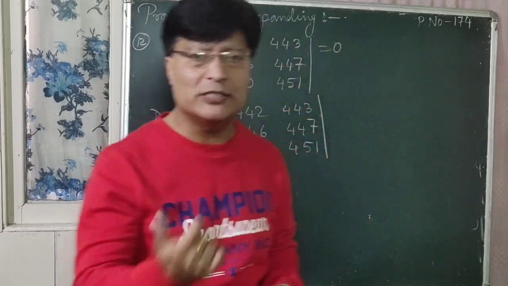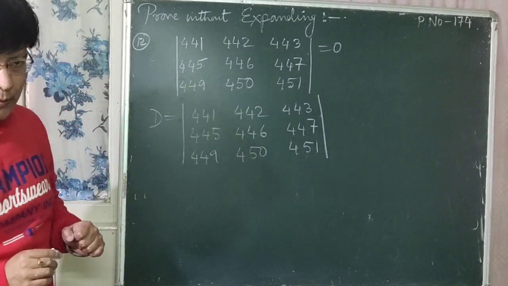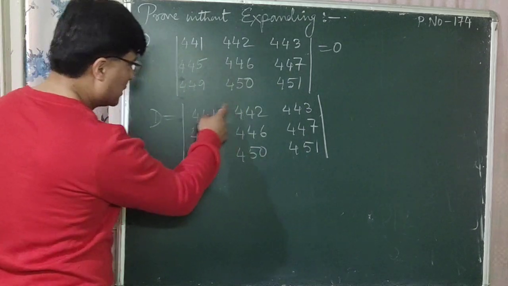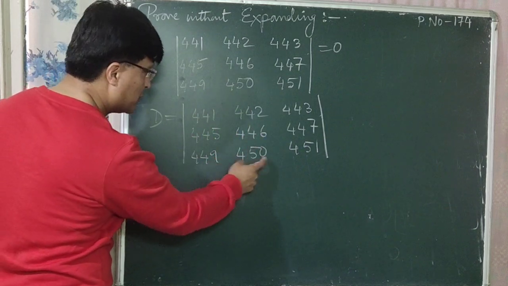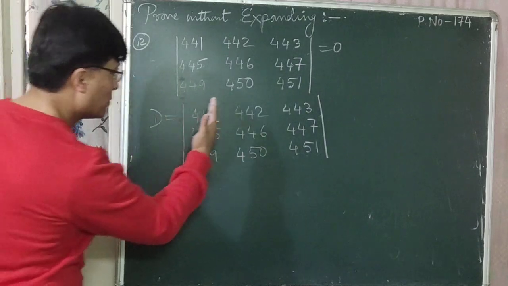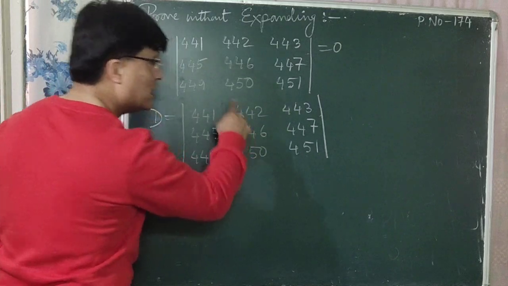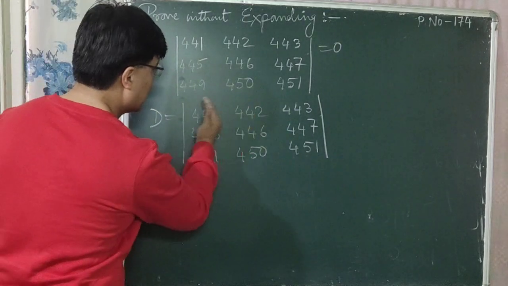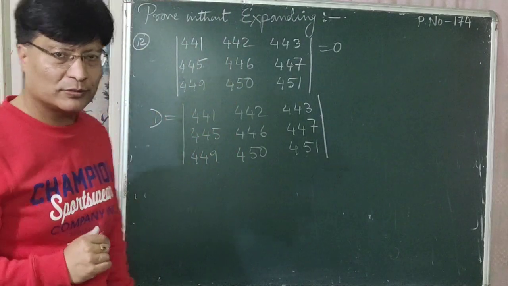So D is equal to, let us write down this determinant again: 441, 442, 443; 445, 446, 447; 449, 450, and 451. Now, if we cannot expand, we have to use a property. The property under which the value of a determinant is 0 is the third property: if two rows or two columns of a given determinant are identical, then the value of that determinant will be 0. I think you have learnt it.